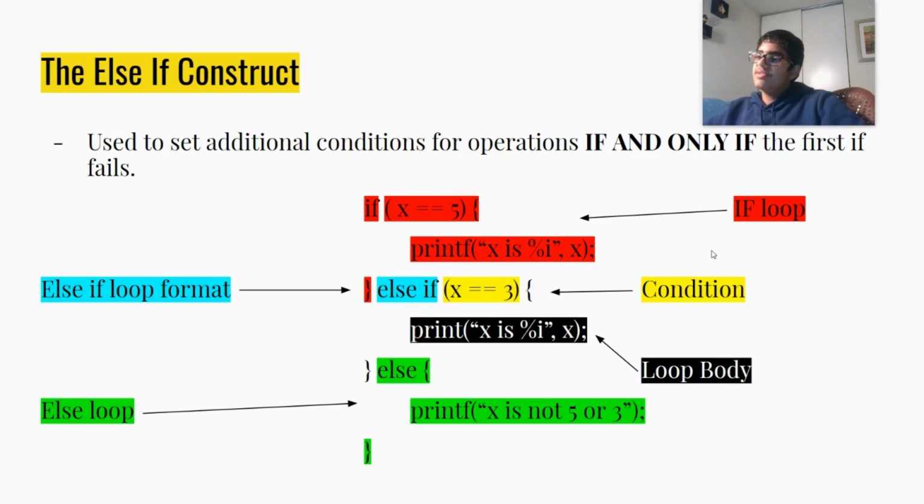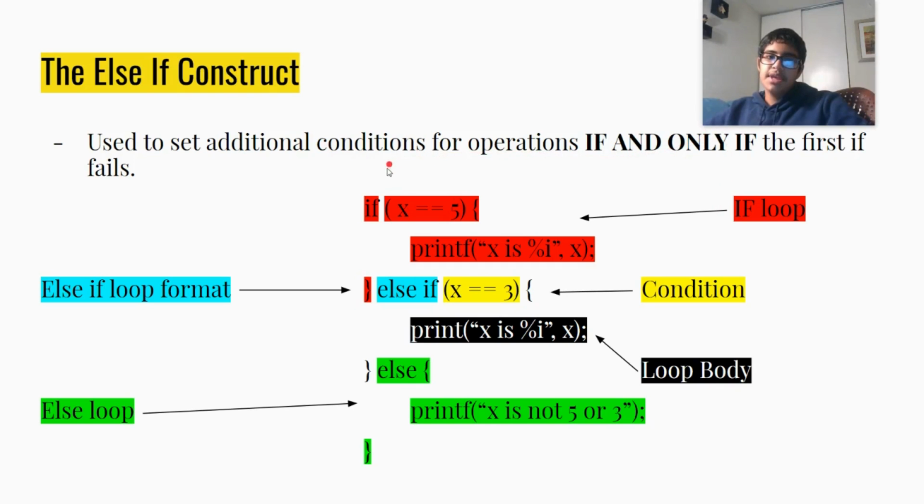Last but not least, we have the else if loop. So this is used to set conditions under which the program will run if the first if loop fails. If all the else if loops fail, then the else statement, if there is one, will take place. An example of this can be seen over here.